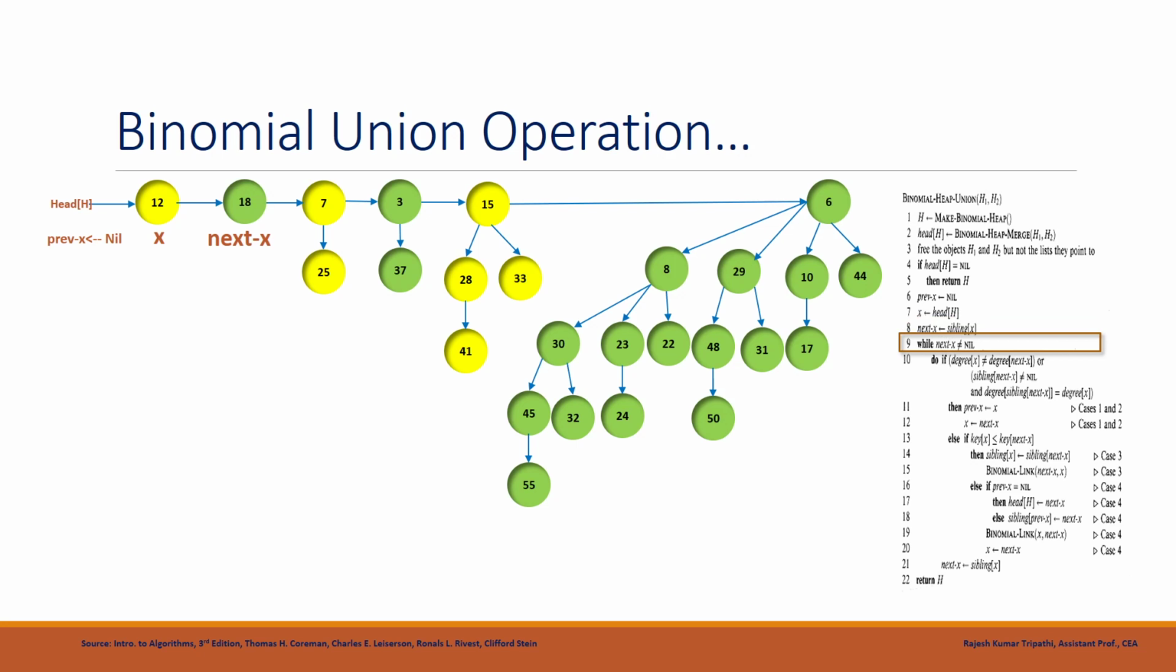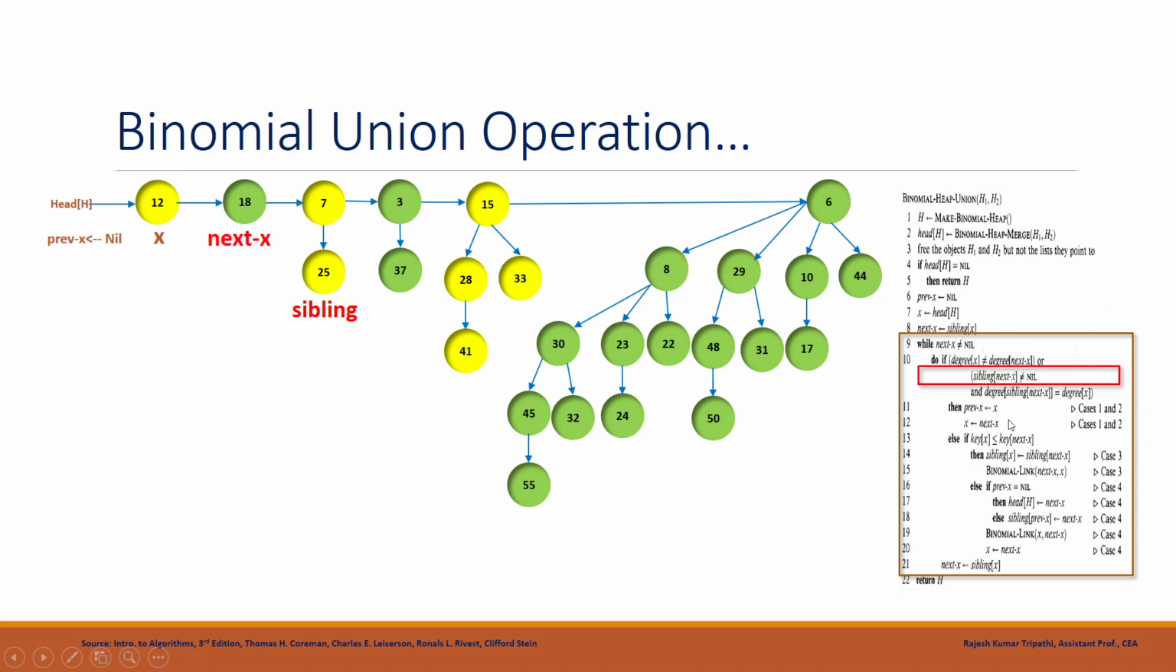Now we will go inside the while loop and see whether we should merge the binomial trees or not. In this case, first we will check whether next X is not equal to nil. Yes, because next X is holding the address of this one. It is not nil, so we will go inside and check if order of X and order of next X is not equal. It is equal, so this condition is false. There is another condition in the OR part, so we will check that. Sibling of next X, meaning next to next X, is not equal to nil. Yes, it is not equal to nil.